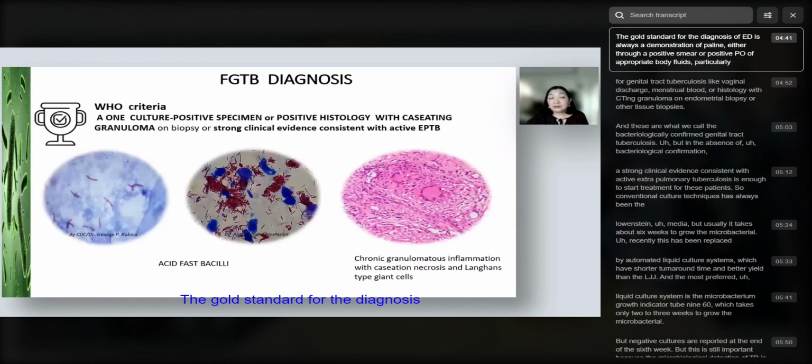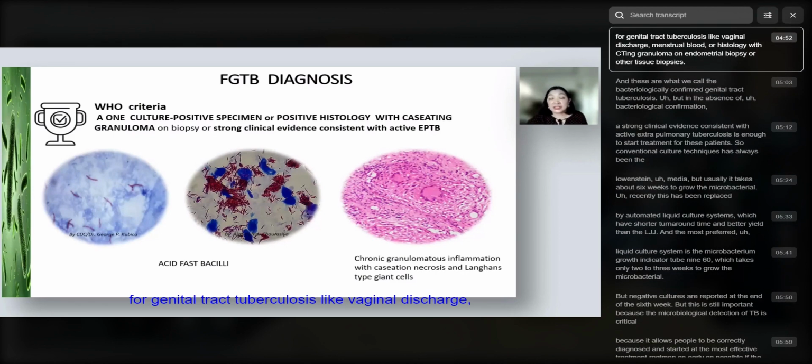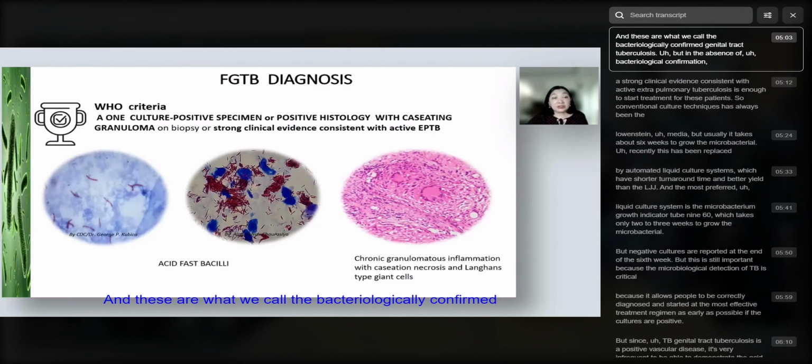The gold standard for the diagnosis of TB is always the demonstration of the acid-fast bacilli, either through a positive smear or positive culture of appropriate body fluids, particularly for genital tract tuberculosis like vaginal discharge, menstrual blood, or histology with caseating granuloma on endometrial biopsy or other tissue biopsies. And these are what we call the bacteriologically confirmed genital tract tuberculosis.